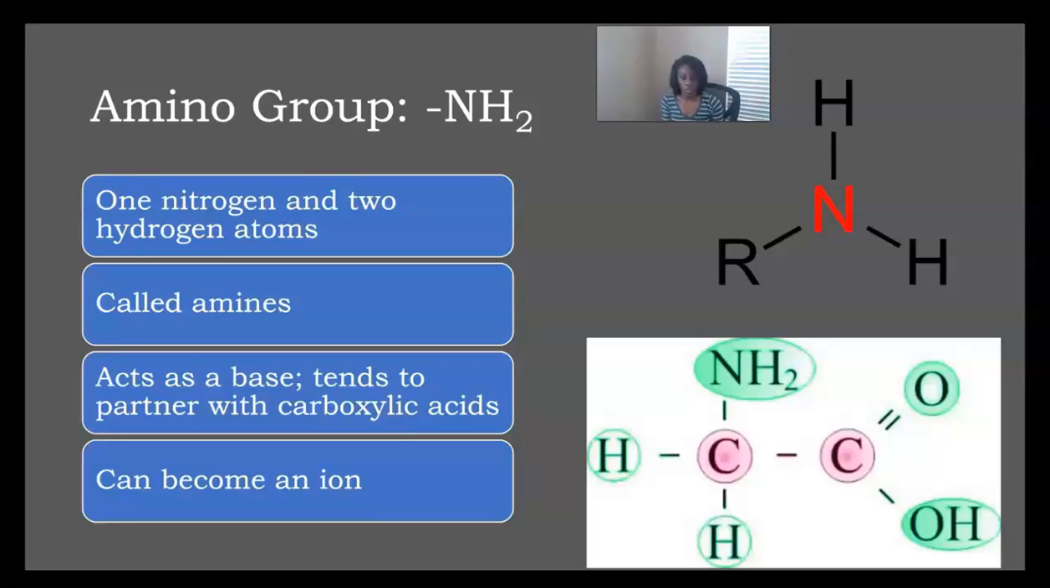But the way that they do it is different. What we just saw with the carboxylic acids is that they become ionized when the hydrogen breaks away from the oxygen and takes its proton with it. So essentially it releases hydrogens.